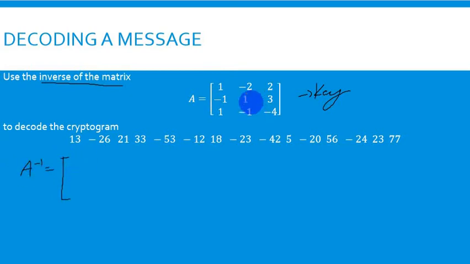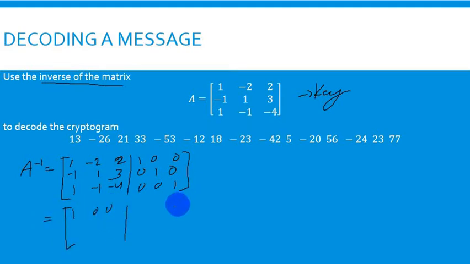And we can do this since this is a 3 by 3. We would need to use Gauss-Jordan elimination to find the inverse of this specific matrix key. We leave the Gauss-Jordan elimination to our viewers. This will actually result in having this specific matrix.